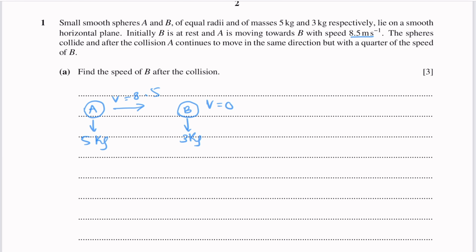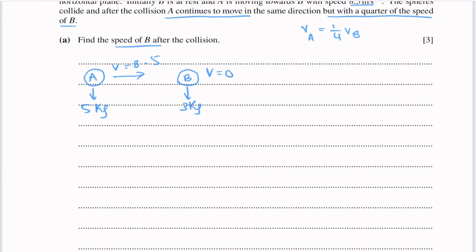The spheres collide, and after the collision, A continues to move in the same direction, but with a quarter the speed of B, meaning A has the same direction, but its velocity is 1/4 the velocity of B. Okay, so he says find the velocity of B after the collision.